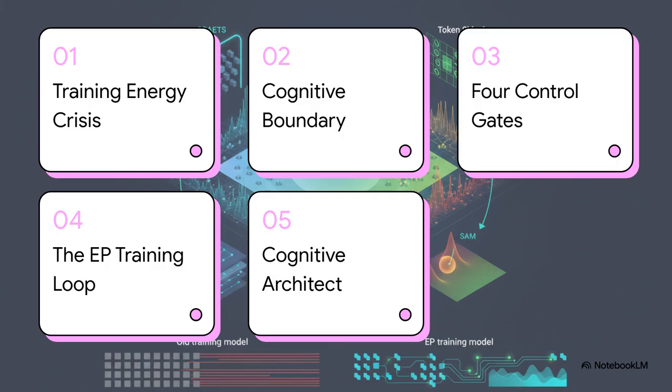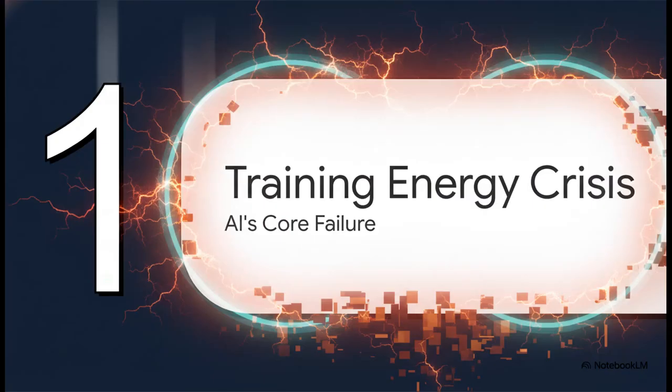So here is our roadmap for the explainer. 1. The training energy crisis. 2. The cognitive boundary concept. 3. 4 gates of control. 4. The EP training loop. And 5. Rise of the cognitive architect. Let's kick things off with Section 1, the training energy crisis.